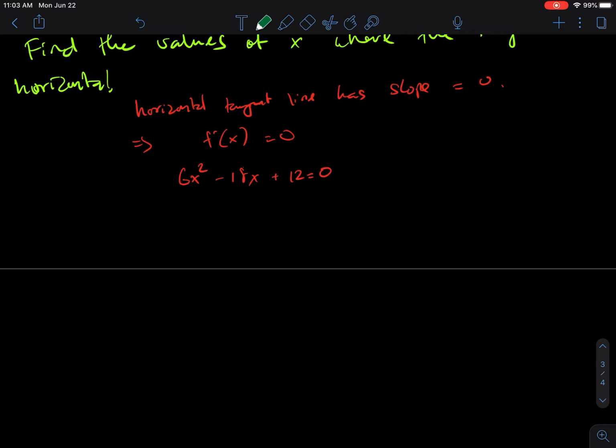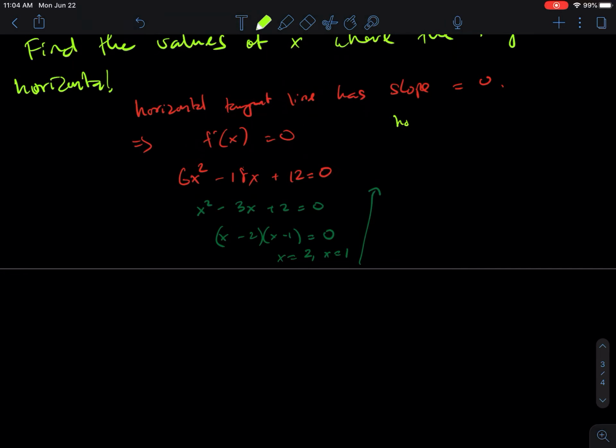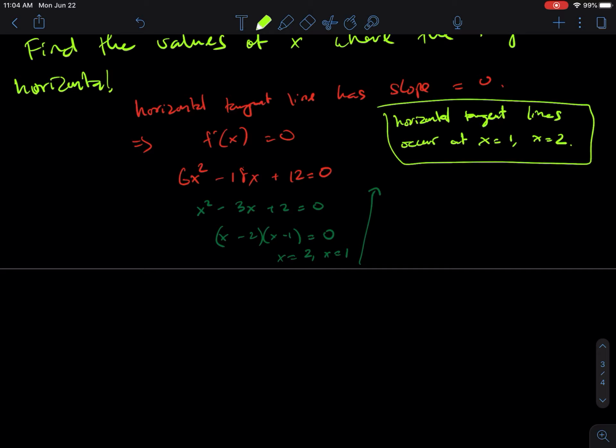I'm going to go ahead and divide by 6. That gives us x squared minus 3x in the middle, plus 2 right here. Let's factor that into x minus 2 and x minus 1. So therefore, x equal to 2, x equal to 1. So we say that the horizontal tangent lines occur at x equal to 1 and x equal to 2. And so that should be your answer there.